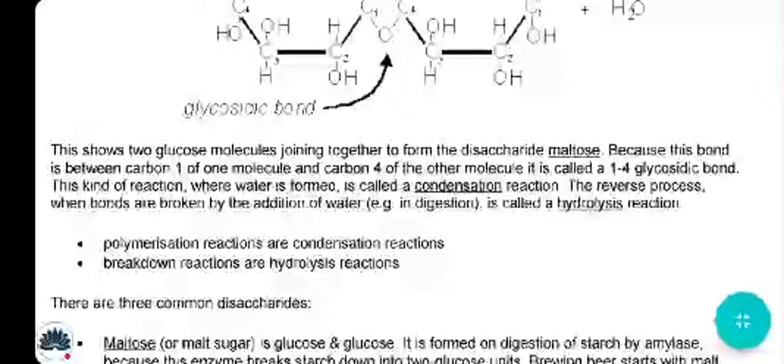The reverse process, when bonds are broken by the addition of water, such as in digestion, is called a hydrolysis or hydrolytic reaction. Okay, polymerization reactions are condensation reactions. We can say that polymerization and condensation reactions both mean the same. And breakdown reactions are also hydrolysis reactions.